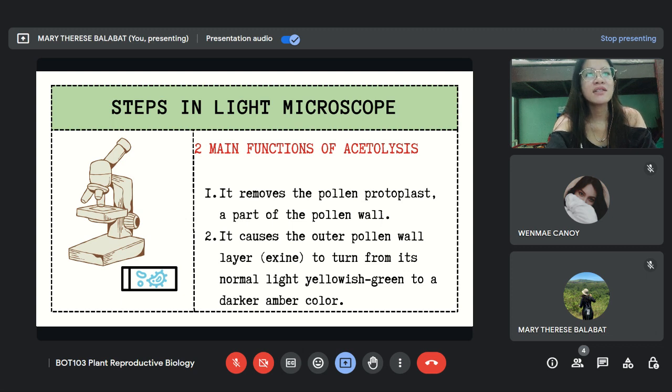So then it causes the outer pollen wall layer, the exine, to turn from its normal light yellowish green to a darker amber color. So both of these changes result in the production of greater pollen contrast. And it also permits the more detailed study of pollen grains than is possible with non-acetylized material. So here is the example.